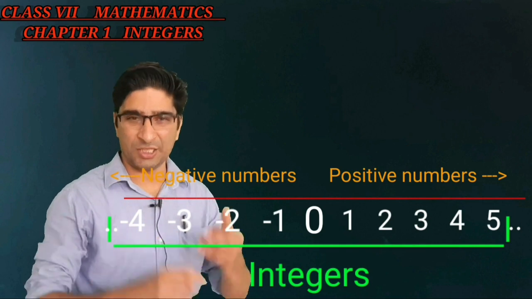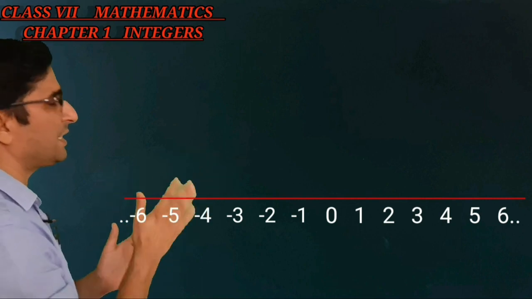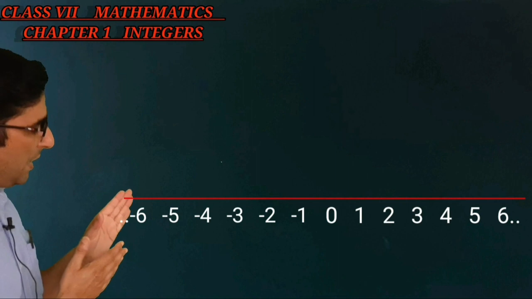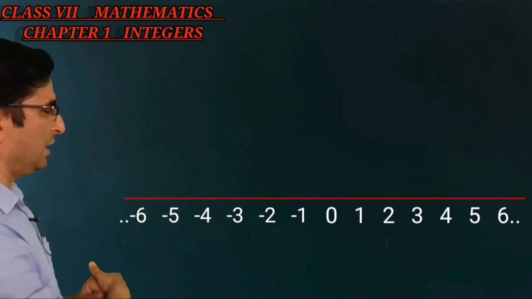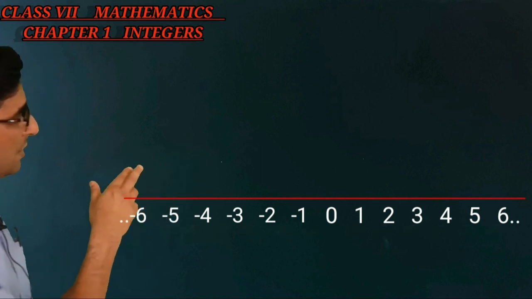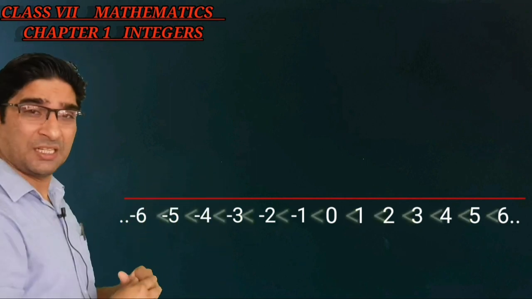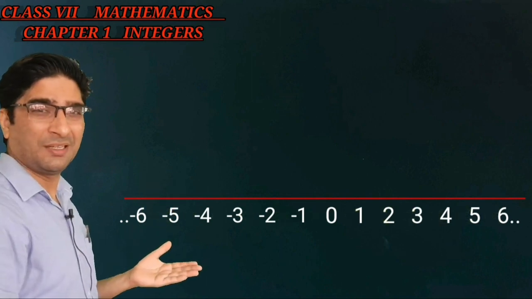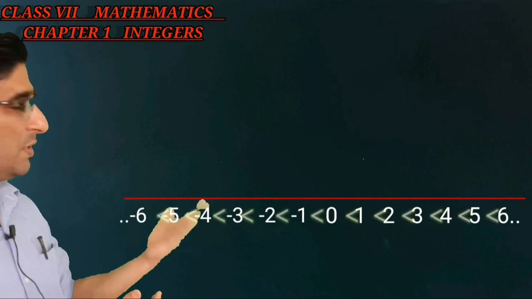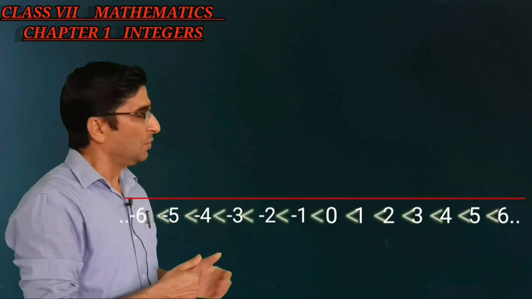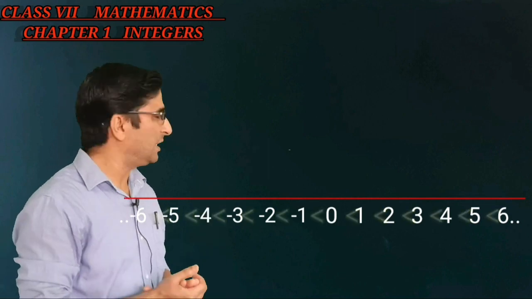Got it? You check in this number line, the numbers are placed from left to right in ascending order. That means here I have -6, then -5, -4, in ascending order. That means -5 is greater than -6, -4 is greater than -5, -3 is greater than -4, 0 is greater than -1, and 1 is greater than 0, 2 is greater than 1, 3 is greater than 2, and 4 is greater than 3. That means the integers are placed in ascending order.